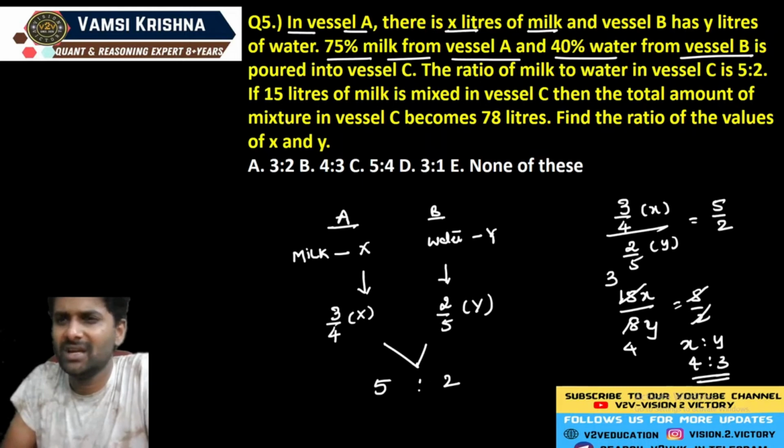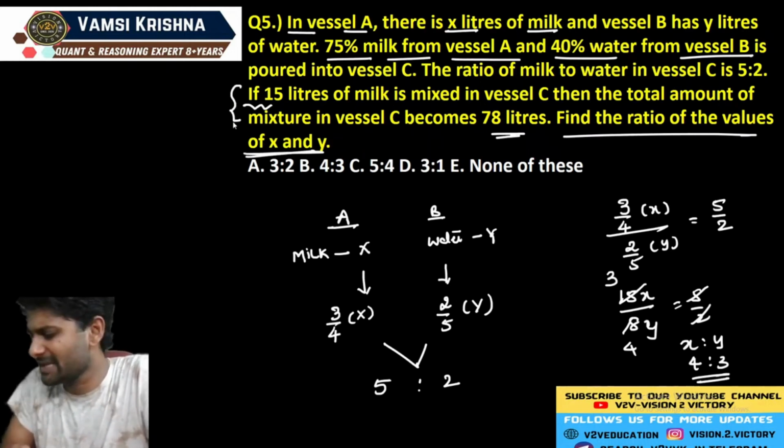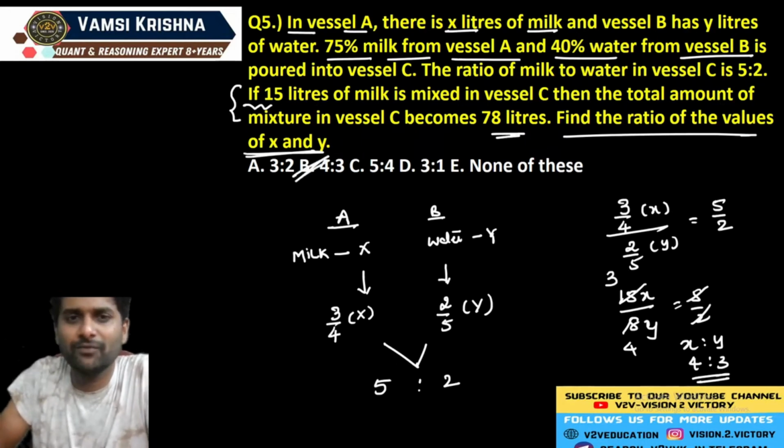Now the question here. There is data that if 15 liters of milk is mixed with vessel C, then the total amount of mixture becomes 78 liters. Finally, we need the ratio of the values of x and y. So there is no need to take these two lines in the given question. That's a waste of time, guys. So directly you will already get the ratio of x and y. Here the answer becomes 4 is to 3.